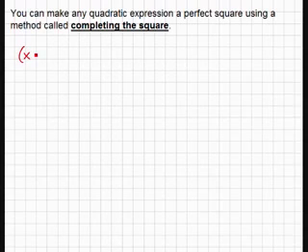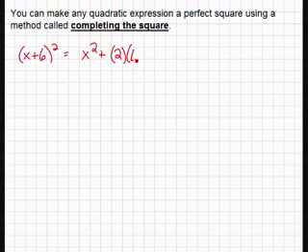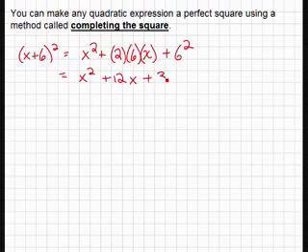So we're going to work in reverse here for just a second. Let's look at the method for squaring a binomial. And remember, when we do this, we square the first term, and we have 2 times the first term times the second term. So we have 2 times x times 6, or 2 times 6 times x. Any order is fine. Plus the square of the second term. So we have x squared plus 12x plus 36. And this is a perfect square trinomial.